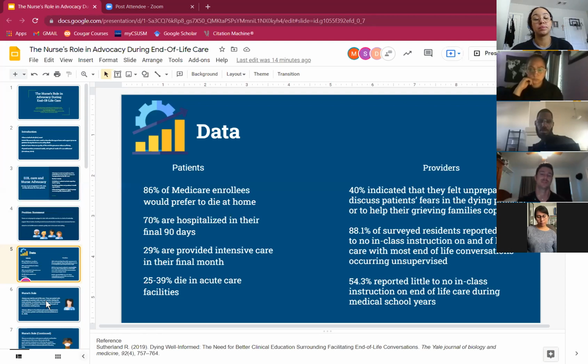88.1% of surveyed residents or MDs reported little to no in-class instruction on end-of-life care, mostly that they were unsupervised. Simply, most of their training really consisted of acting out a so-called interaction with a patient, and it never really considered the in-depth questioning of guiding these patients into more quality of life decisions and really empowering the patient. Next slide, please.